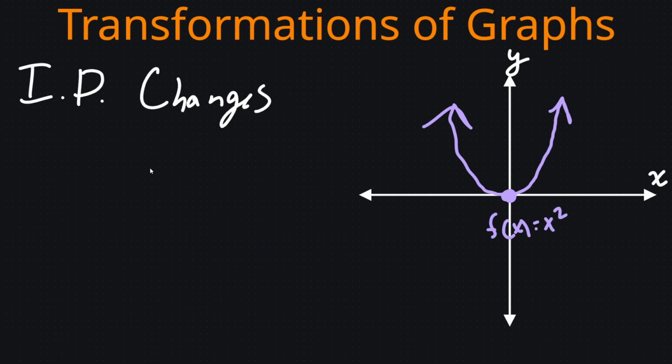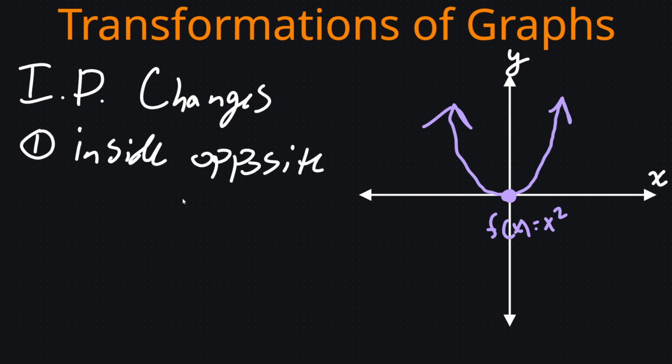So, in order to identify some changes in a function or a graph, there's going to be a few key things to keep in mind. Number one, inside of any parentheses will be opposite of what you expect. So whatever's happening to the inside will do the opposite of what you expect. It's also going to do a left/right action on the graph.